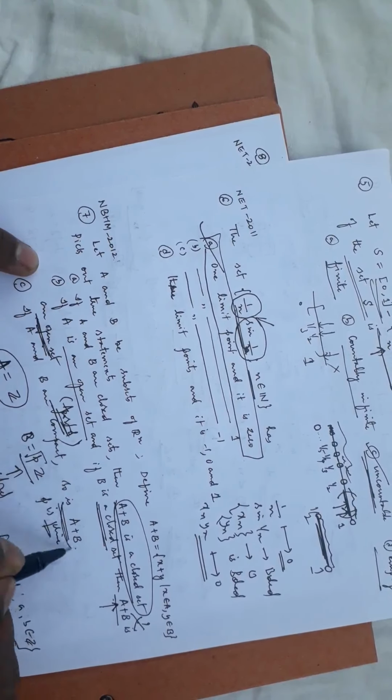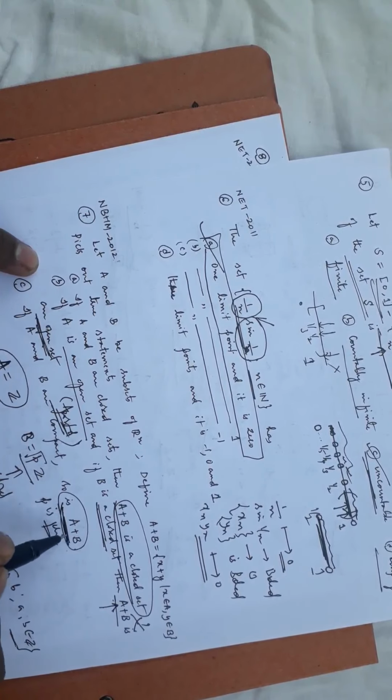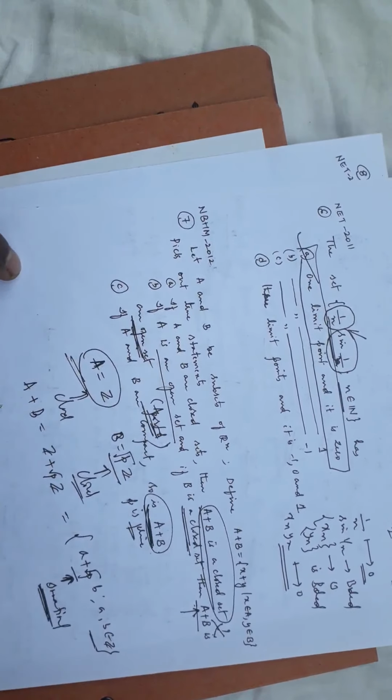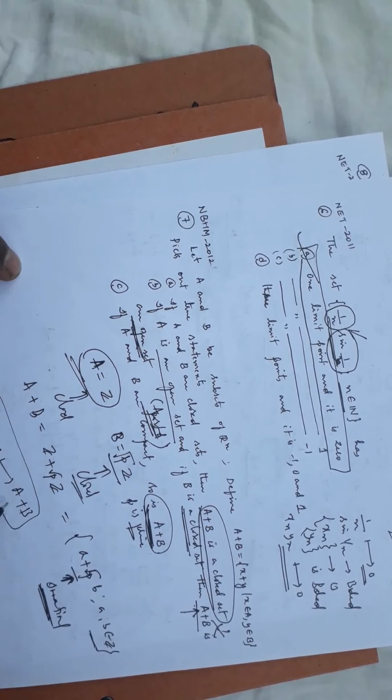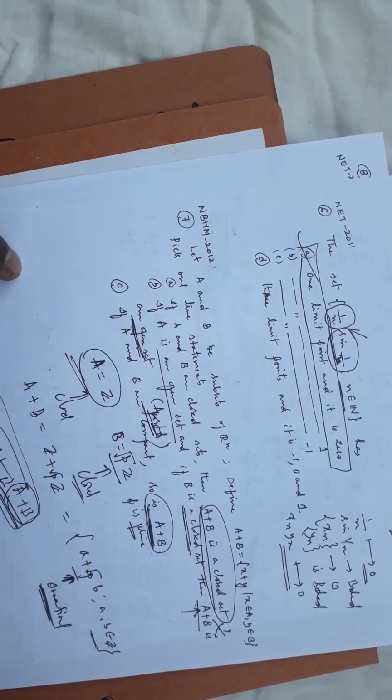If A and B are compact, you can show A plus B is compact. Is it clear? You can define a map from A cross B to A plus B. If A and B are compact, their product is compact, and then you can define a continuous map from A cross B to A plus B. A continuous image of a compact set is compact. That means A plus B will be compact. So you can always think about a continuous map from the compact set.